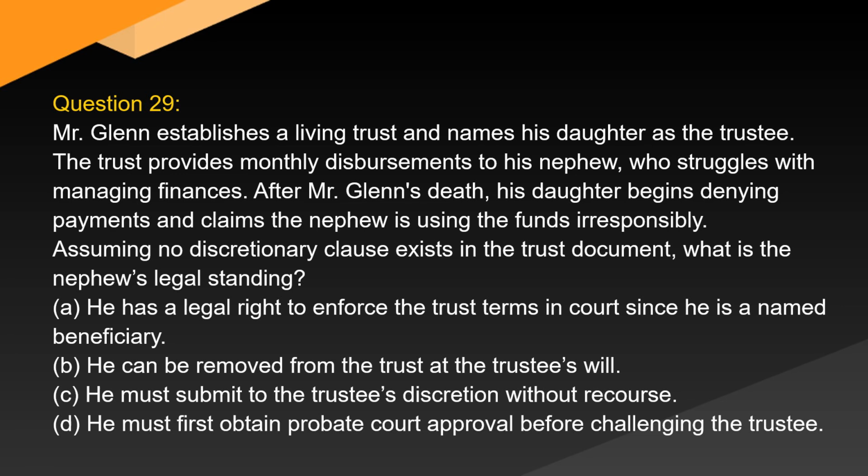Question 29. Mr. Glenn establishes a living trust and names his daughter as the trustee. The trust provides monthly disbursements to his nephew, who struggles with managing finances. After Mr. Glenn's death, his daughter begins denying payments and claims the nephew is using the funds irresponsibly. Assuming no discretionary clause exists in the trust document, what is the nephew's legal standing?